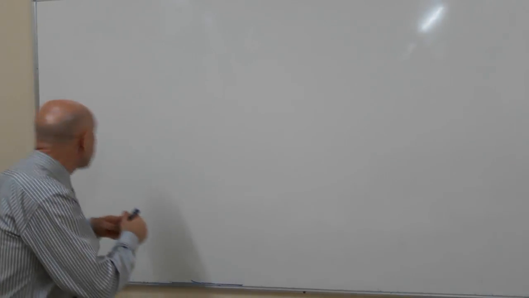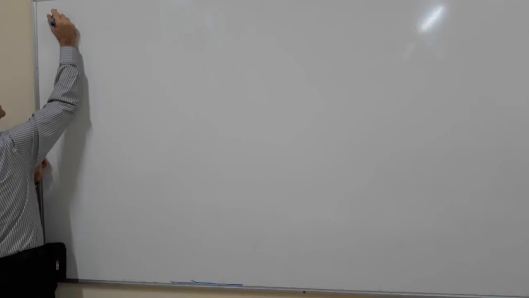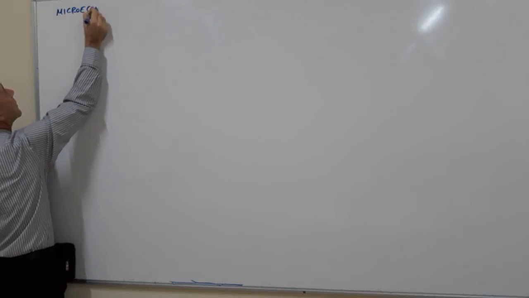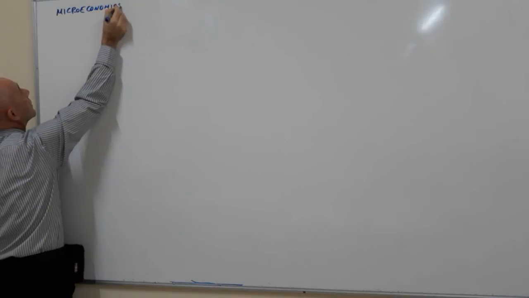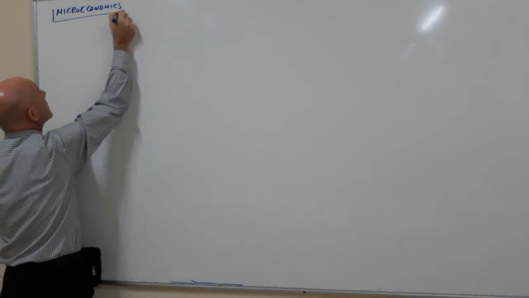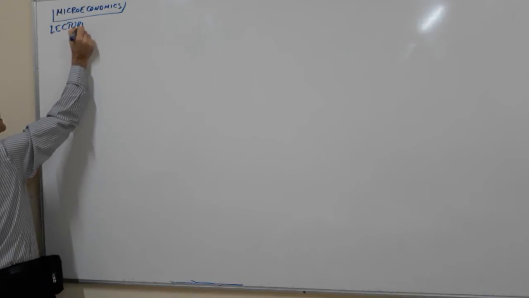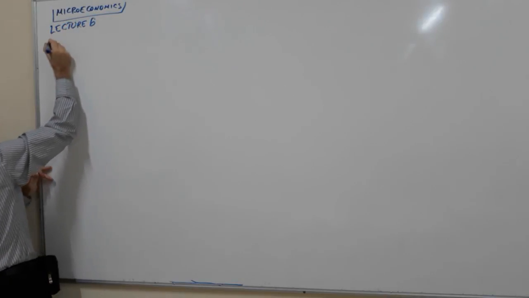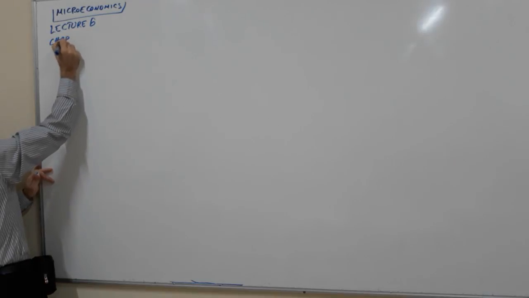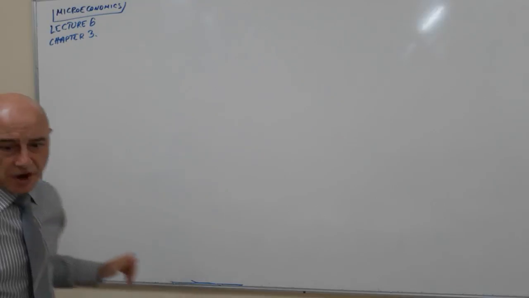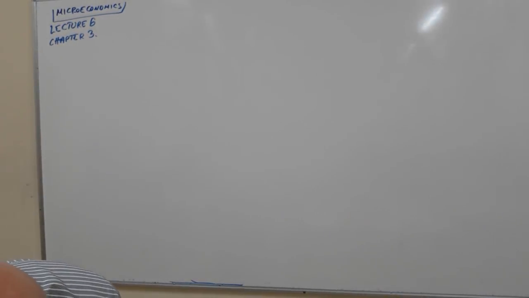All right. Chapter 3, Microeconomics. This should now be lecture 6, chapter 3, and chapter 3 is, well, calculation optimization.